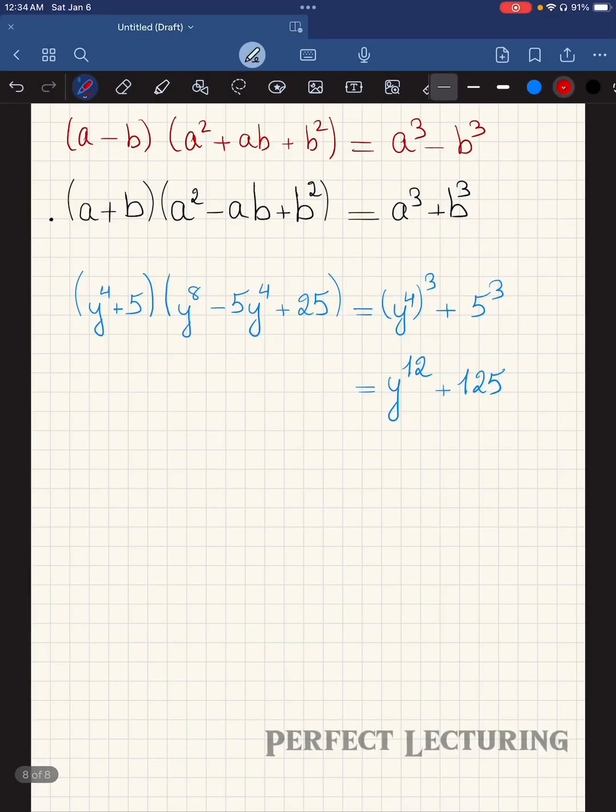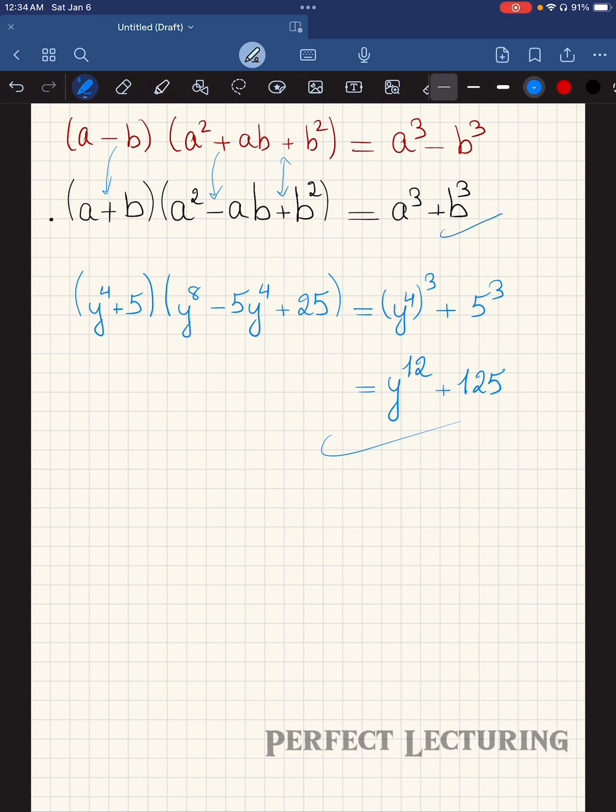What if you have (a plus b) into (a squared minus ab plus b squared)? I will end up with a sum of two cubes. Let us compare it with the difference of two cubes. So again, it's just the difference of signs. In the first formula, the sign in the first factor was a minus, now it becomes plus. And the first sign in the second factor was plus, now it becomes minus. And the second sign here is always plus. And this is also a worked out example.